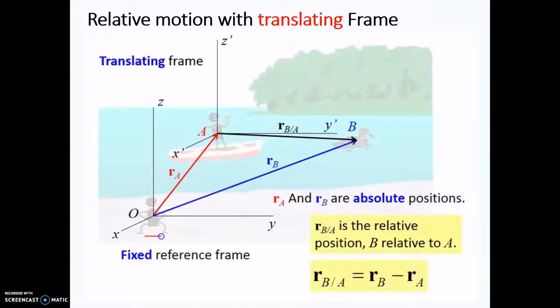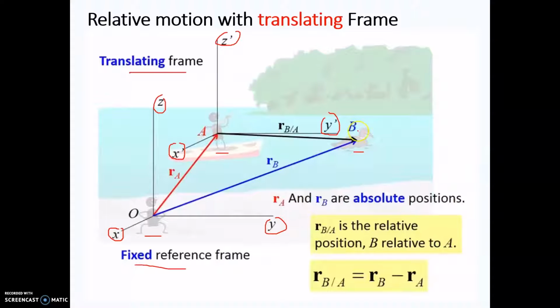In this case, you have a person O standing at a fixed reference frame, and you have a person on the boat at point A. Point A is a translating frame because it's moving with translational motion, where X, Y, Z refer to the fixed reference frame, and X prime, Y prime, and Z prime refer to the translating frame. You want to know the velocity of the dart here, which is labeled by B.